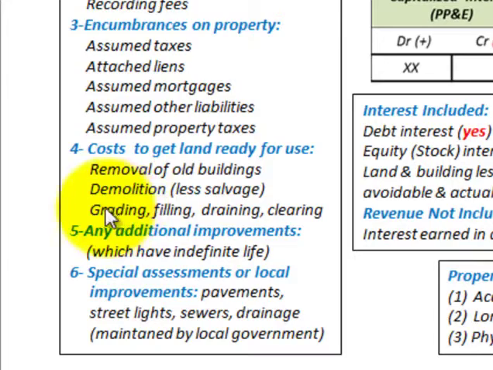And then we would also have grading, filling, draining, and clearing the land. And then any additional improvements which have indefinite life. And then we would have special assessments on the local improvements. That would be our pavements or streets or highways out in front. It'd be streets, lights, sewers, and drainage, and that is considered long-term because it's maintained by the local governments.